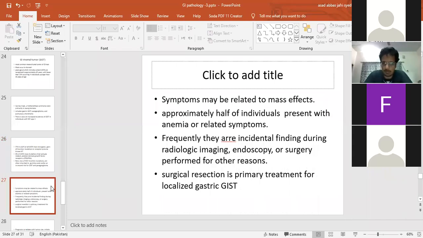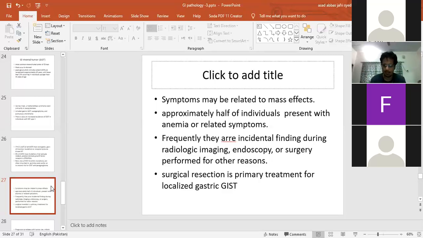Symptoms of GIST are generally related to mass effects. Approximately half of individuals present with anemia or related symptoms. Unfortunately, because they are generally slow-growing tumors, they present when the tumor is more than 4 or 5 centimeters. And size is a recognized risk factor. So the greater the size, the more aggressive the lesion or the tumor is likely to be.